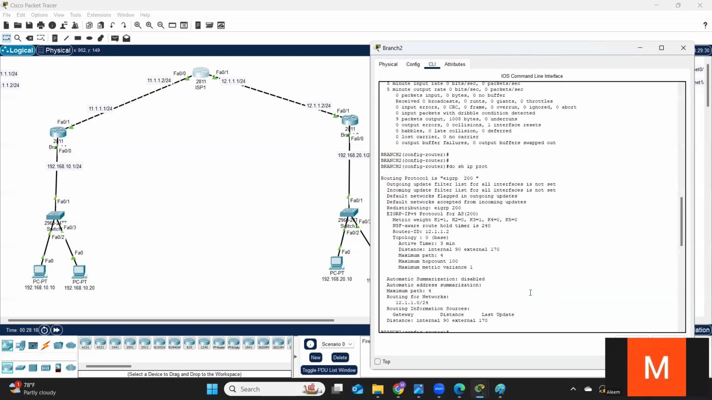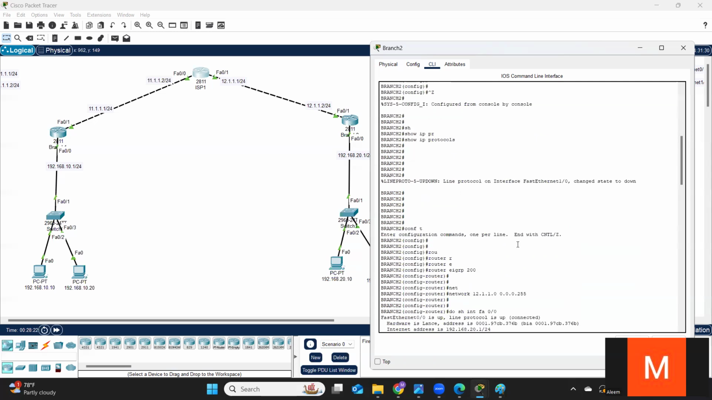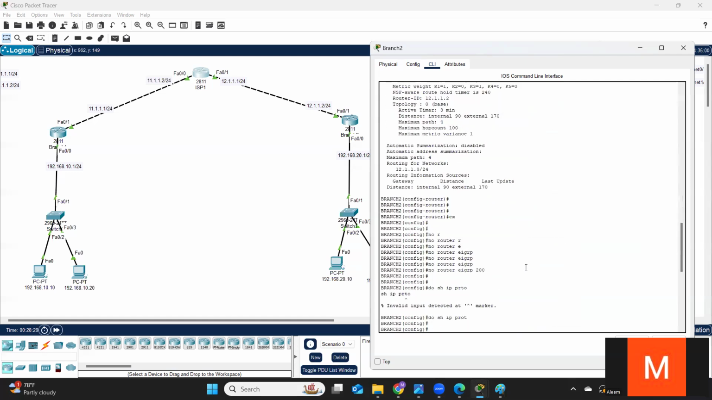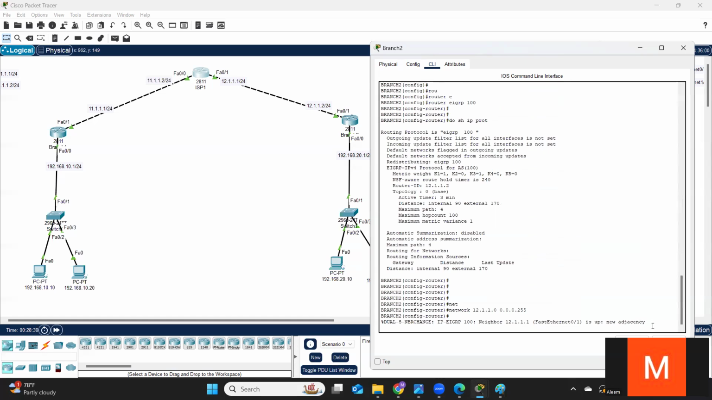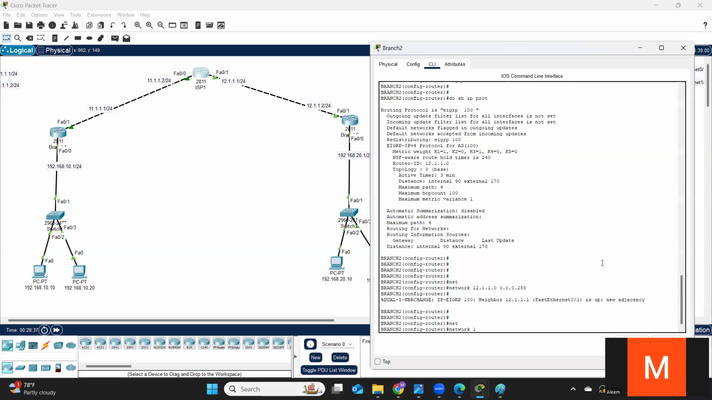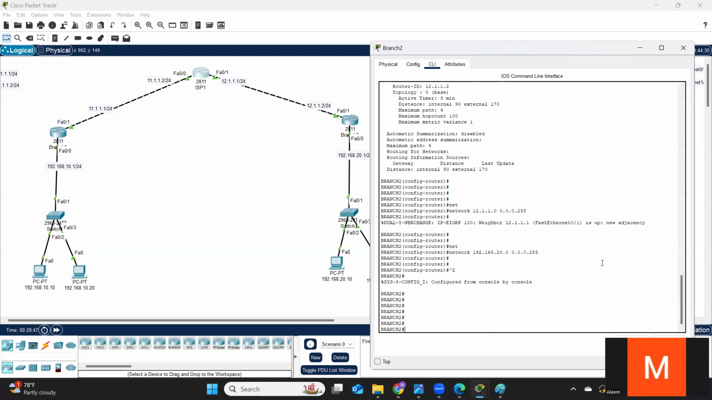Earlier no neighborship. You can verify here. We advertised the entire thing even though neighborship is not found. You can check here. Neighborship is not found because of 200. So this is why neighborship is not formed and full adjacency also. Now we'll advertise the LAN prefix network 192.168.20.0 and wildcard mask 0.0.0.255. So now check the verification of neighborships.